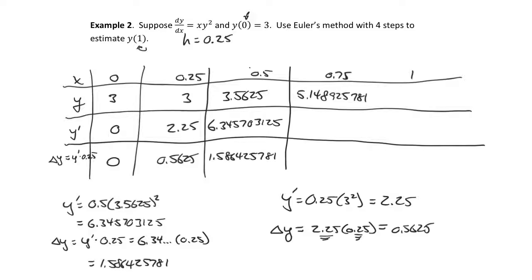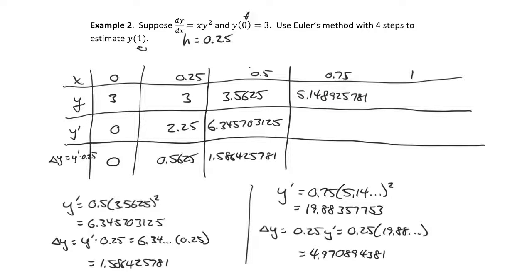Our differential equation is x times y squared, so we're going to multiply 0.75 by this new y value squared. When we do that, we end up with 19.88357753. Once we have that value, we multiply it by 0.25 to figure out how much y changes by. And when we multiply 0.25 by that, we end up with 4.970894391. So let's fill that in.